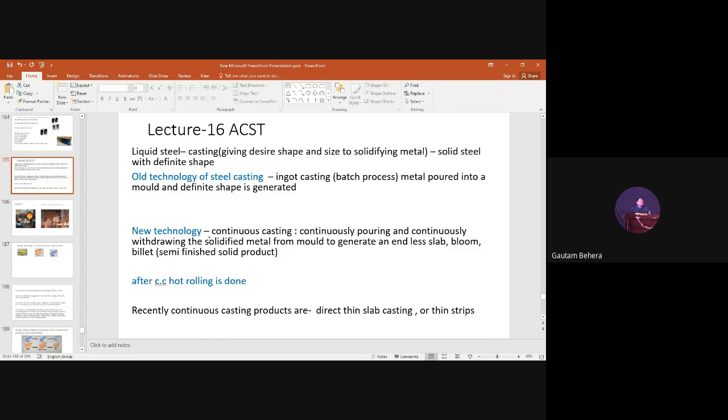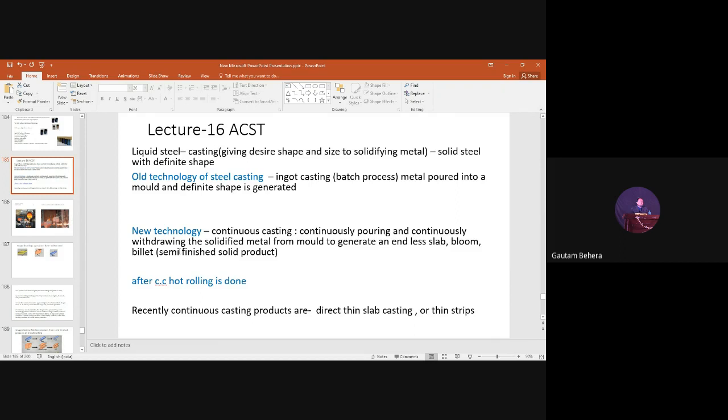But what is the new technology? New technology is called continuous casting, right? So here what happens? We are continuously pouring the liquid steel and continuously withdrawing the solidified metal, here the steel, from the mold from the bottom part, to generate an endless slab, bloom, billets, right? So these are the main products of continuous casting. One is slab, bloom, and billet.